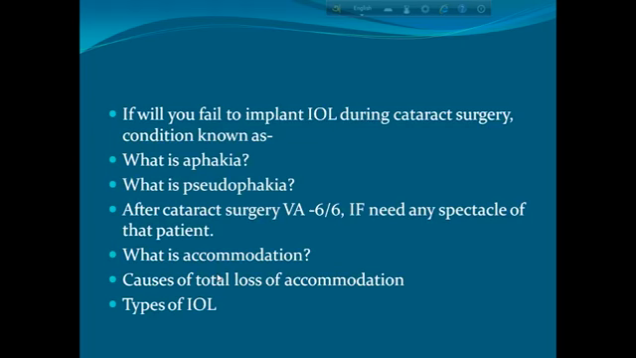And a question arises: what is accommodation? Accommodation is the optical adjustment of the eye to see near objects clearly. And what causes total loss of accommodation? You know, atropine, the important drug, aphakia, and pseudophakia. These are three important conditions where accommodation is totally lost. And for the types of IOL, it is better to collect them from your lecture class.